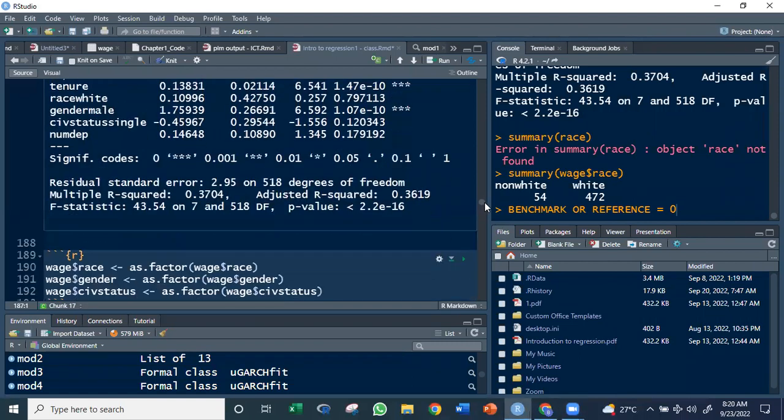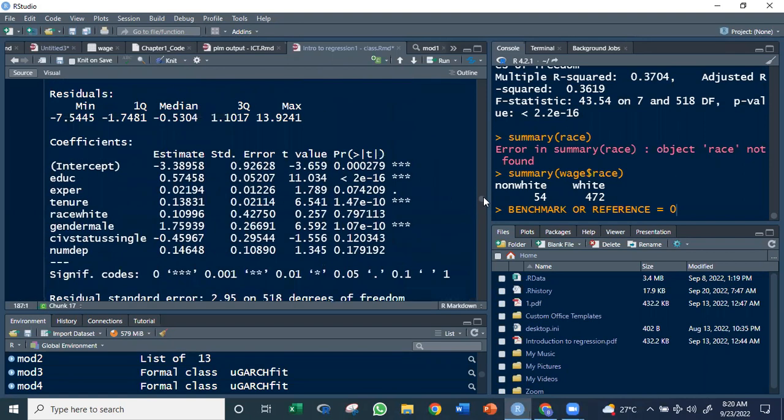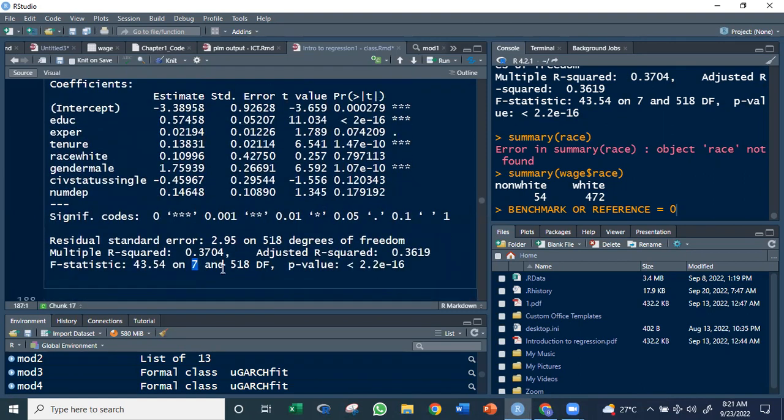So here below, ano nangyari dito? F-stat natin, 43.54. Okay, take a look at degree of freedom 1, 7. Bakit 7? Kasi 7 yung predictors natin. Education, experience, tenure, race, gender, civil status, number of dependents. 7 yan. That's why we have 7 degrees of freedom, DF1. And DF2 is n minus k minus 1. So that's 526 minus 7 minus 1. So 518. Okay, saan ginagamit to, guys? Ginagamit to para ma-determine yung F-stat.